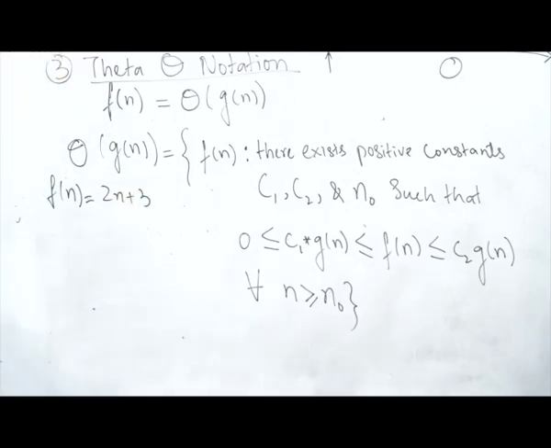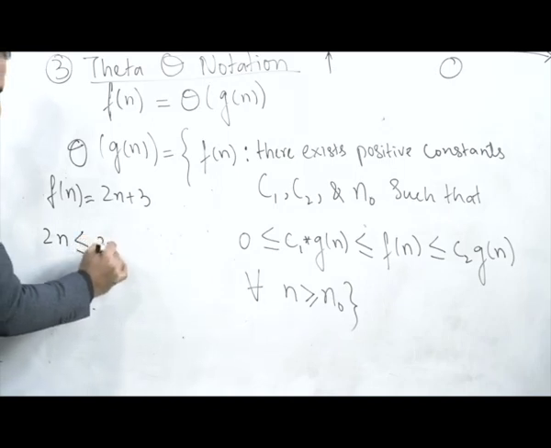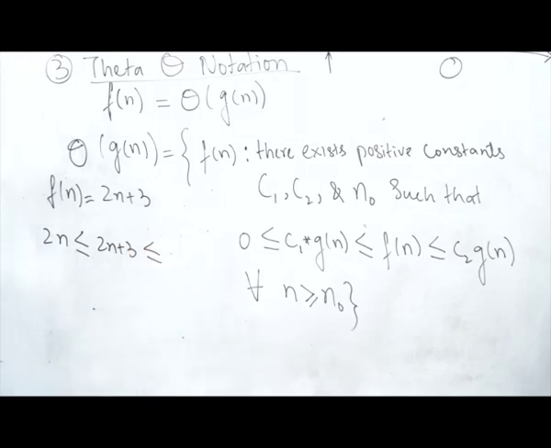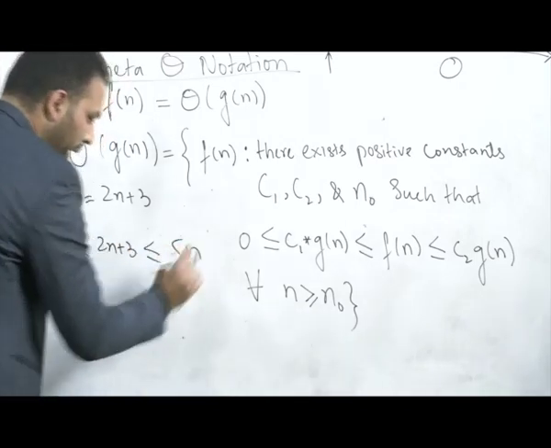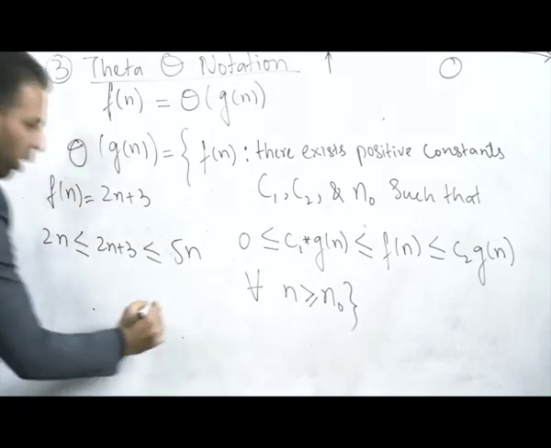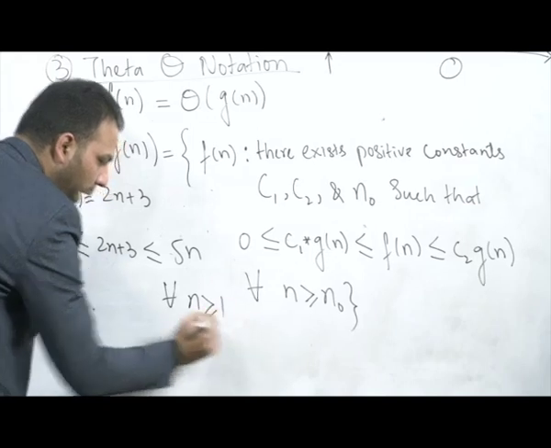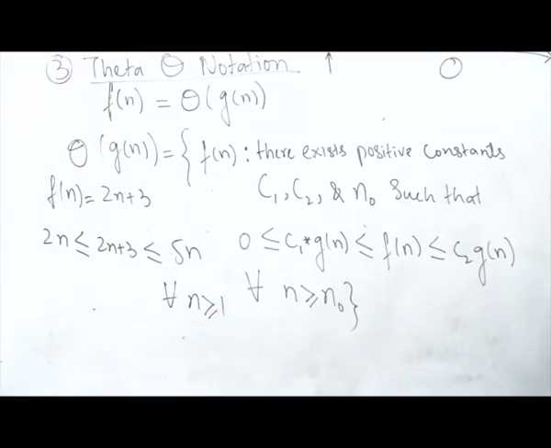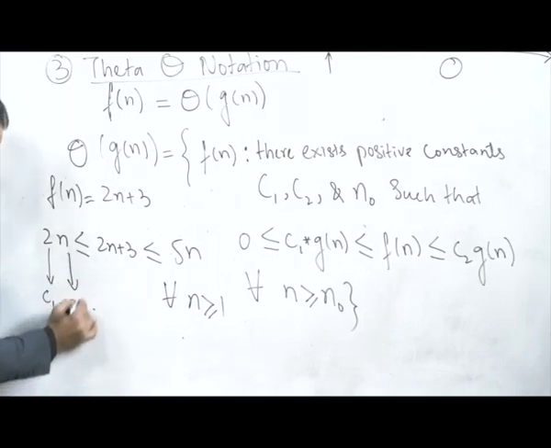Okay? We saw that 2n was less than or equal to your f of n, which is 2n plus 3, and it was itself less than or equal to 5n. This portion we saw when we were studying big O, and this left hand side we saw when we were studying your omega notation, for all n greater than or equal to 1. Okay? So, what is here? This 2 is your C1. Fine. This n is your g of n. Okay? And this is your f of n, of course.